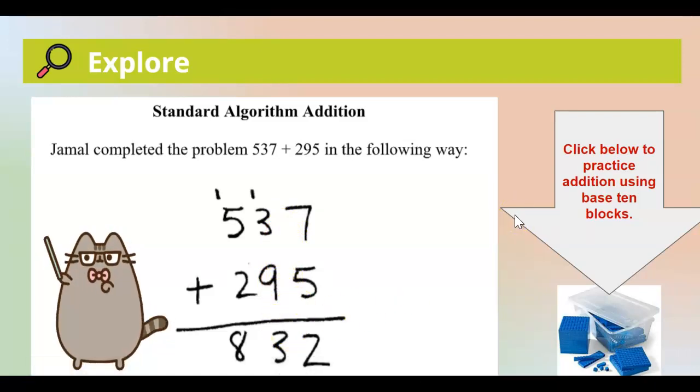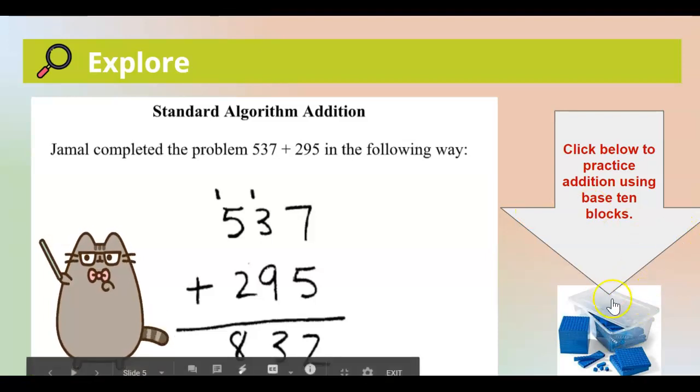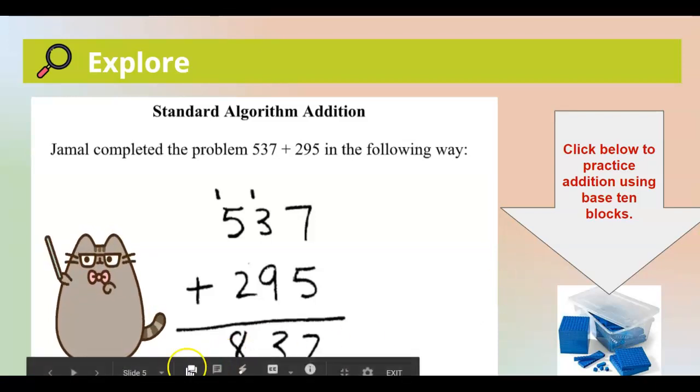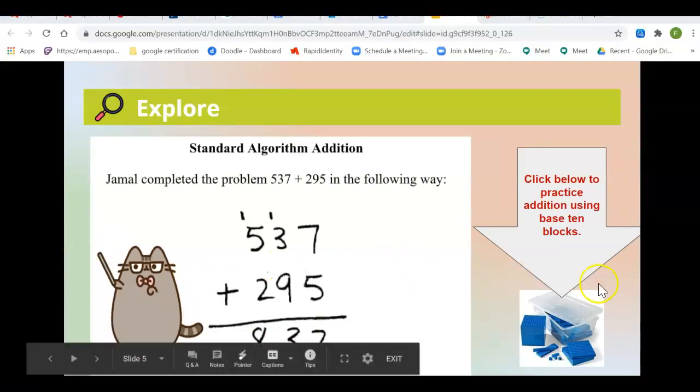We're going to need it when we click right here and go to the next screen, because you're going to build those numbers. So I'll pause for a second and give you guys a chance. Okay, I want you to just watch me first, and then you're going to get a chance to click here yourself and practice building those numbers using base 10 blocks.